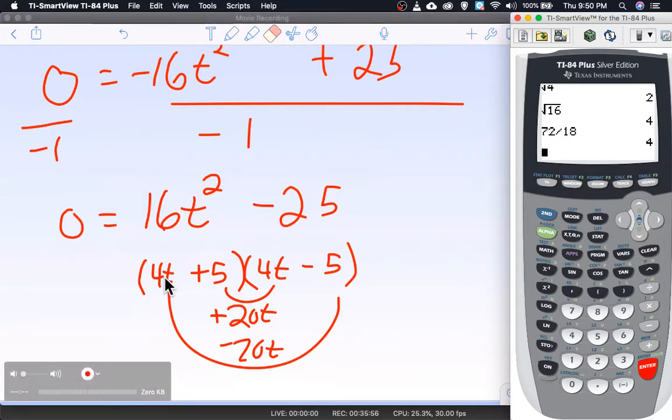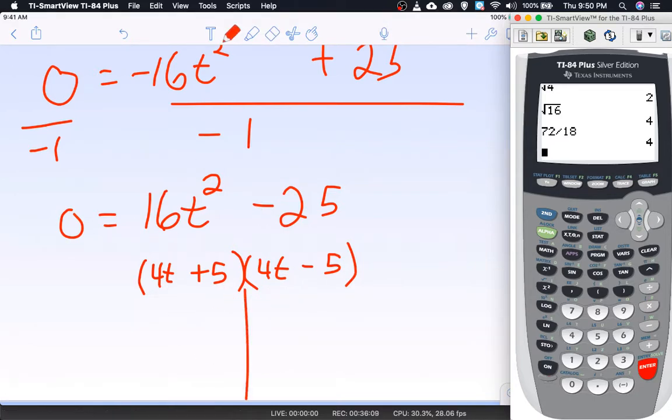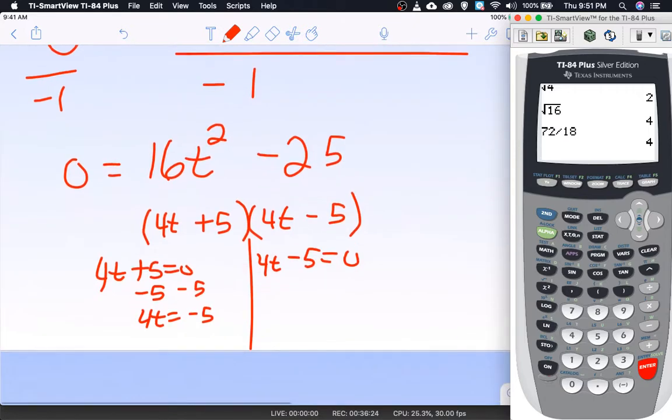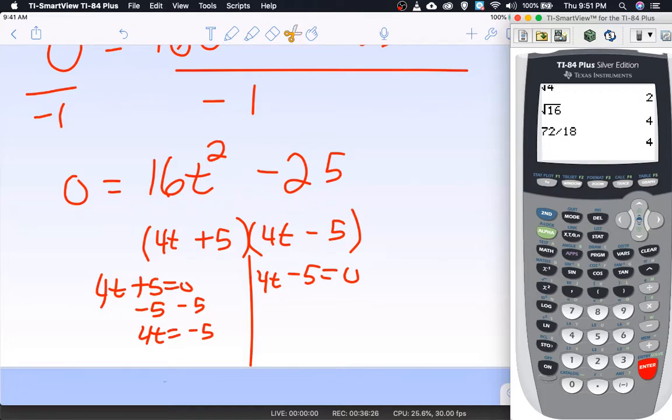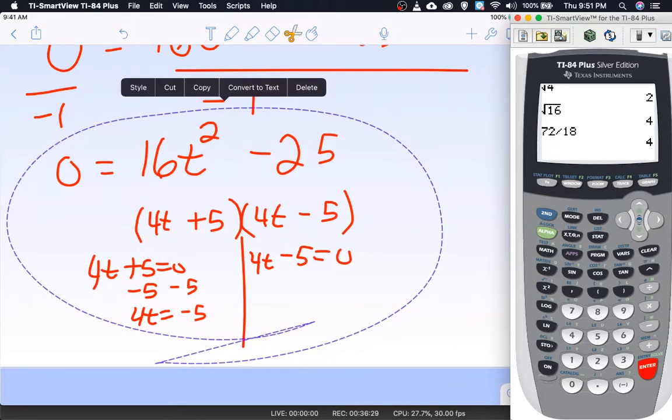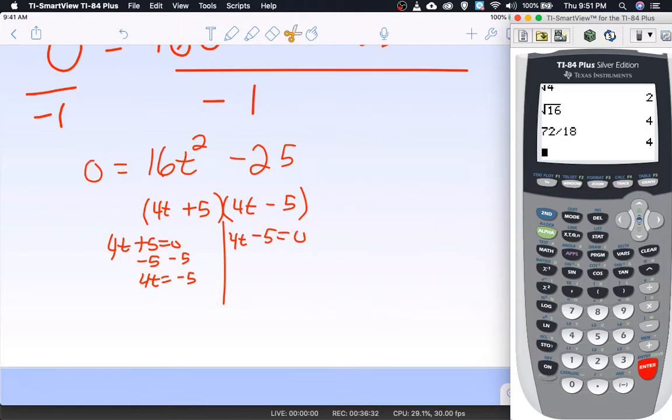Double checking my math. 4t is 16t squared. That's good. My middle terms cancel out. Good. My last terms do give me a -25. All right, that's all good. So in the solving, 4t plus 5 equals 0 or 4t minus 5 equals 0. Minus 5 on both sides. 4t equals -5. I'm running out of space. Let's scooch everything up a little bit. There we go.